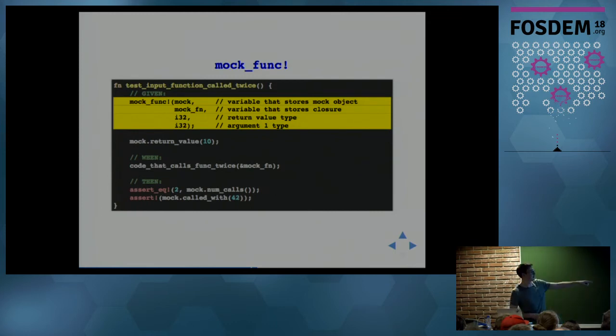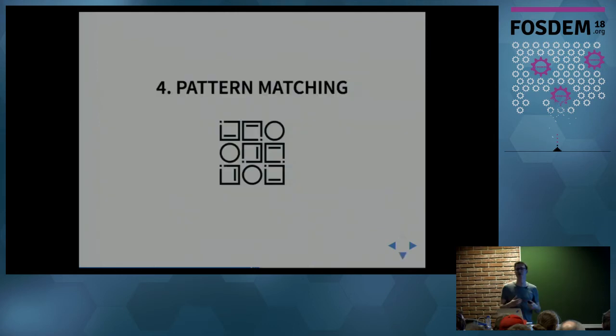And then you can specify, just like you would with the traits, behavior: it will return 10, and also specify how it was used. So say we had some function that we expected to call the function we pass in twice, then we say that it was called 2 times. So that's all well and good, but there are some serious disadvantages to mocking if you're not careful.